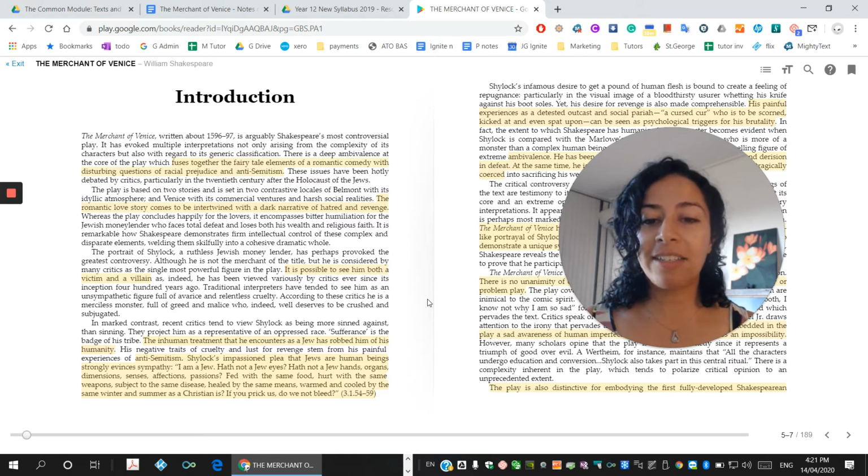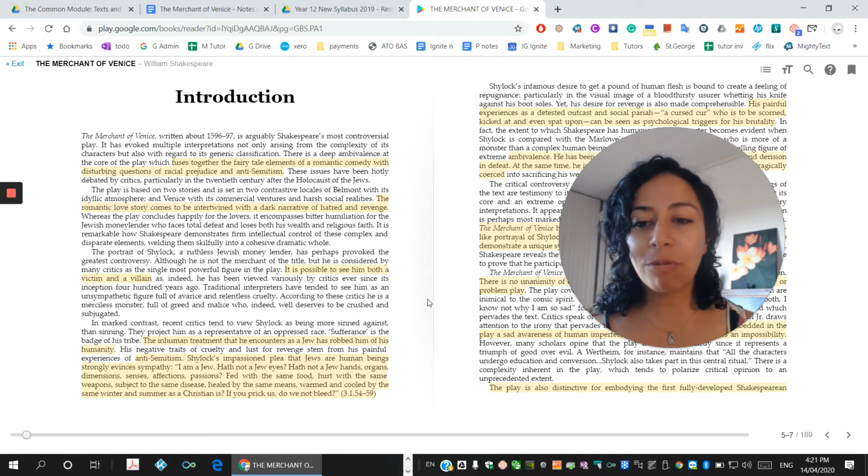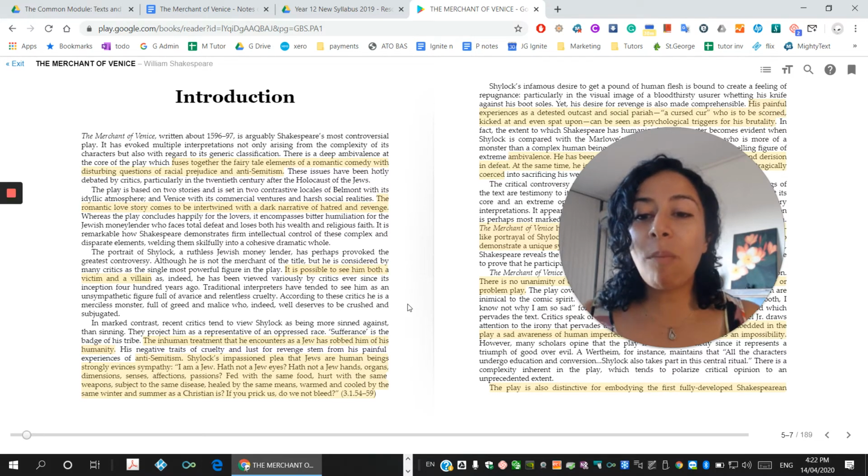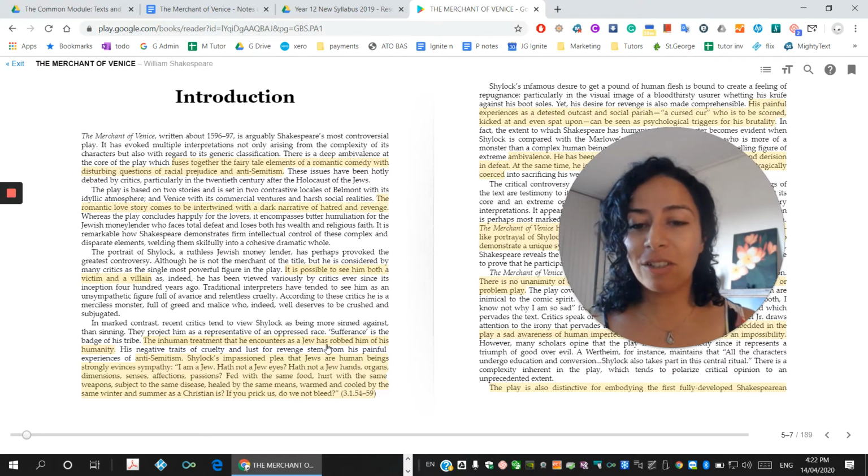Traditional interpreters have tended to see him as an unsympathetic figure full of avarice and relentless cruelty. According to these critics, he is a merciless monster, full of greed and malice, who indeed well deserves to be crushed and subjugated. So you can see that's a very old school interpretation. But then more modern views, in marked contrast, recent critics tend to view Shylock as being more sinned against than sinning. They project him as a representative of an oppressed race. Suffering is the badge of his tribe. The inhuman treatment that he encounters as a Jew has robbed him of his humanity.